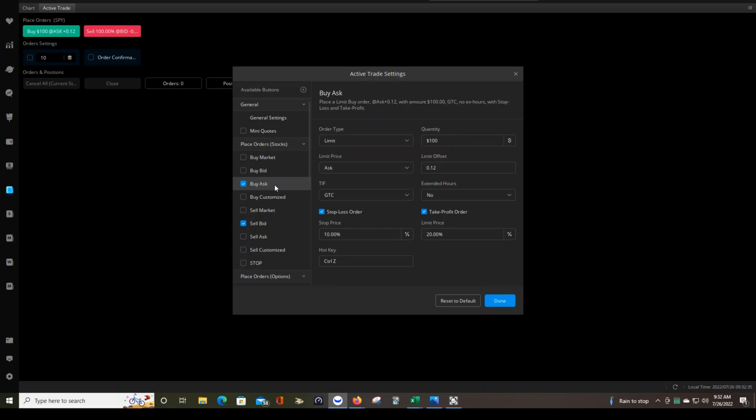Buying the ask is essentially a limit order. It is a limit order. You can see that right here. But it's saying that I want to place a limit order wherever the ask price is right now. And what is the bid and ask? Think of it like an auction.